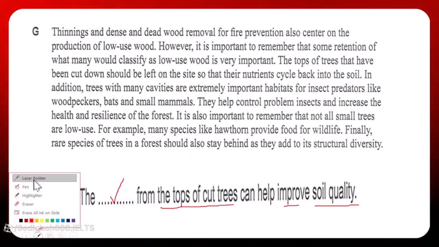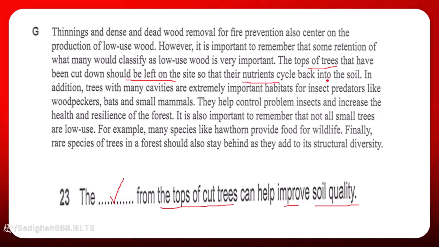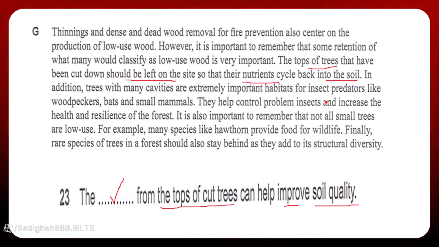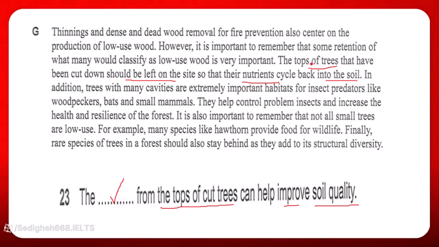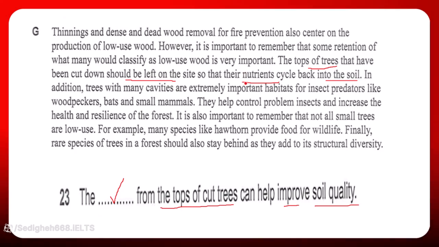So in this sentence, we can find the keywords, the tops of trees. Here we say the tops of trees that have been cut down should be left on the site. Here, for 'left' we don't have anything in the question, so that their nutrients cycle back into the soil. Here we have the soil. So the only thing that we can use here is the noun nutrients. So the right answer is nutrients.